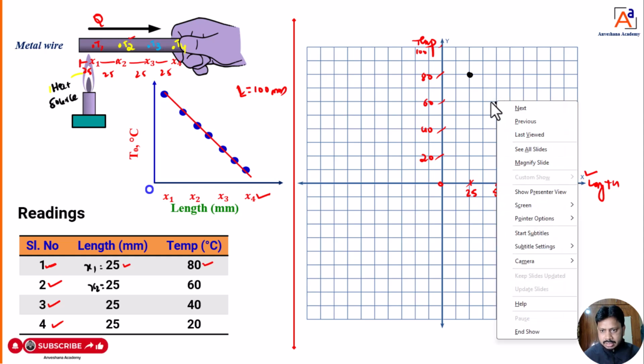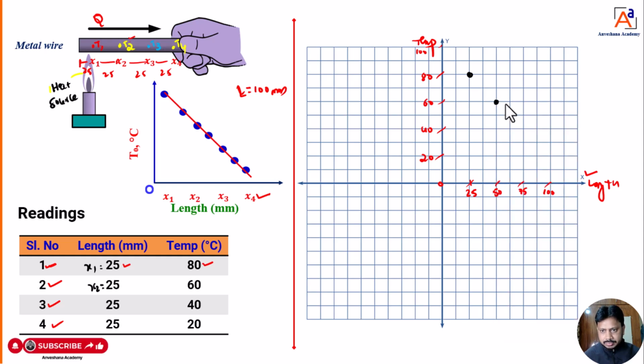60. So I will mark here, dear students. Okay, so that is x2. Similarly, you come to the third point, x3. Again, 25 plus 25 plus 25, it becomes 75. I will mark here as 75. Then what is the temperature at 75? It is 40, dear students. I will mark here now.